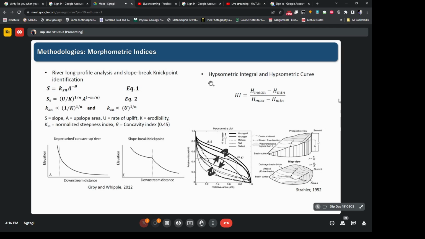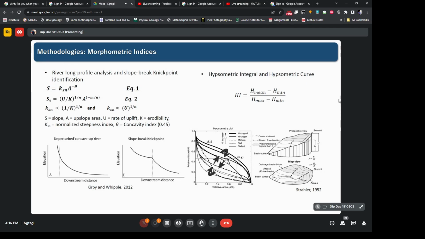Another morphometric index that I used is known as the hypsometric integral. This is the hypsometric curve here. This curve indicates the stage of the river catchment and its maturity. If I see a concave curve, this indicates a mature basin, whereas a convex curve indicates a younger basin, and a concave-convex curve, as you can see here.